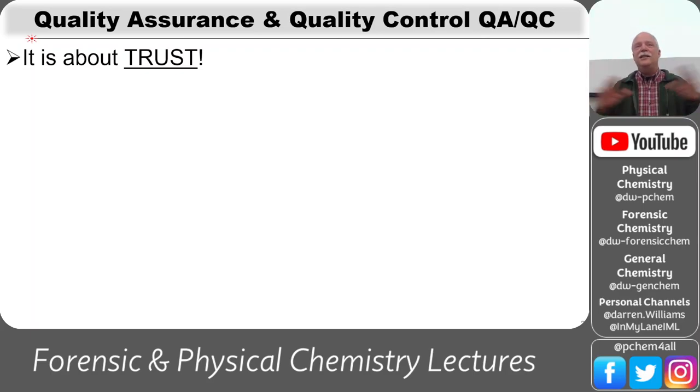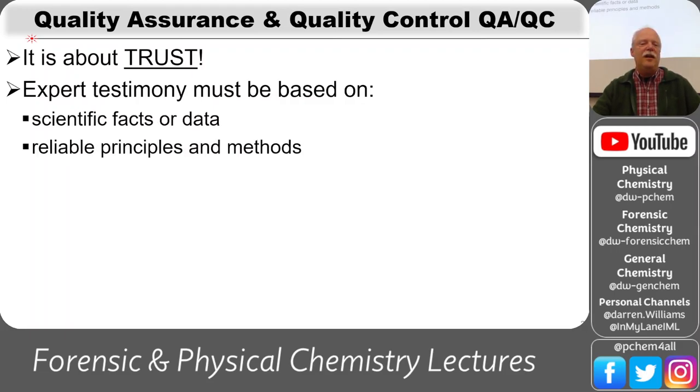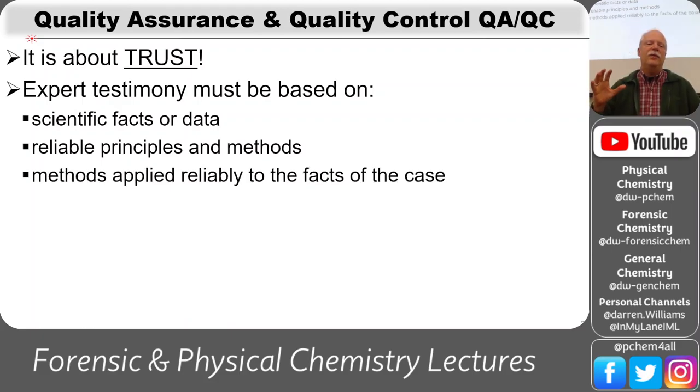So society in general, and the legal system in particular, and the prosecution and the defense, they all have to depend upon your data and your analyses. And so there's a huge body of agencies and trainings and procedures and all kinds of things guaranteeing trust in your results, okay? So expert testimony must be based upon scientific facts or data and reliable principles and methods. And then those methods applied reliably to the facts of the case. So you see that it's just building this pyramid of trust.